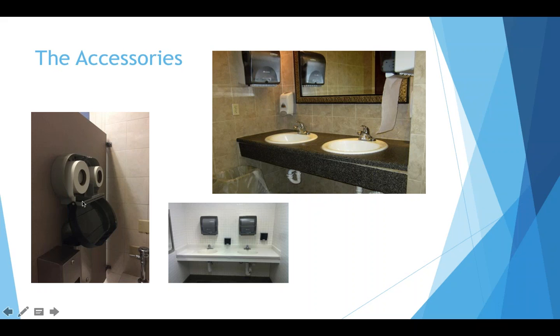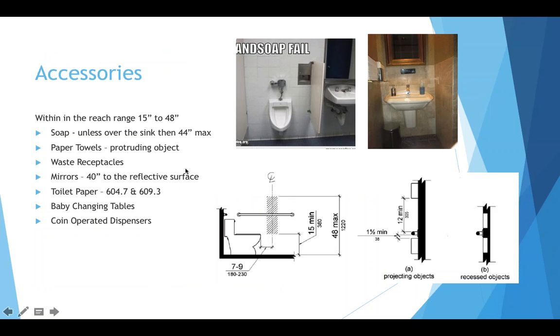Toilet paper is almost mounted at the top of the stall, well outside of the reach range, even for those of us standing up when we don't want to. So remember those reach ranges, 15 to 48 inches. Soap is a good example. Typically, if you mount it over a sink to catch dripping soap on the sink and not on the floor, then your reach range has been reduced from 48 to 44 inches. So whenever you have an obstruction up to 24 inches deep, you have to lower that reach range.